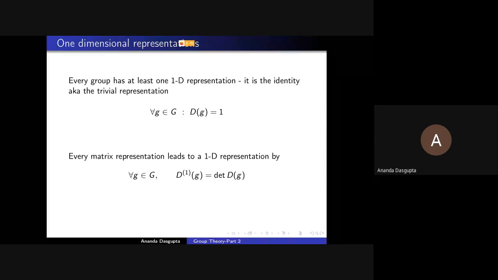And what is D of G1, G2? DG1 times DG2. And you all know that when you multiply matrices, the determinants multiply. So D1 G1 times D1 G2 is what you will get. So if you have any matrix representation whatsoever of a group, and took the determinant of every one of those matrices, you will end up with a 1D representation for that group.